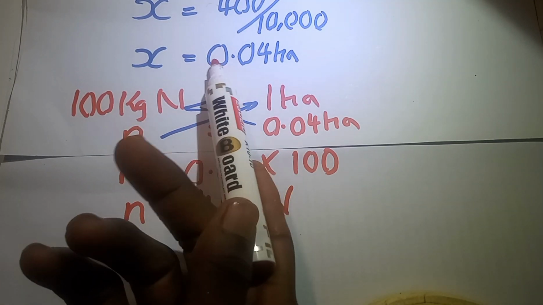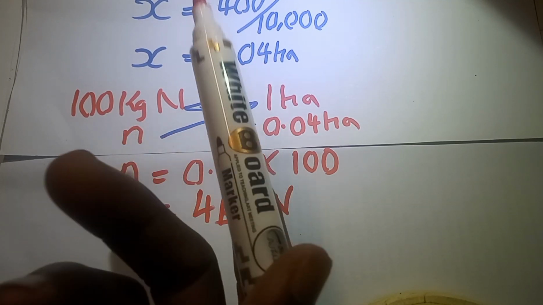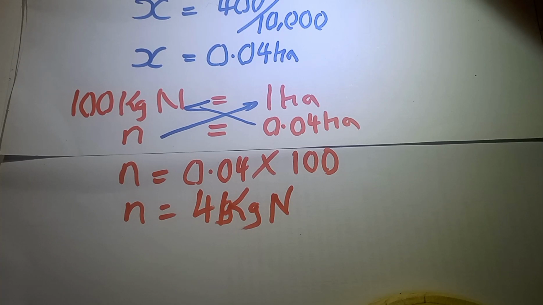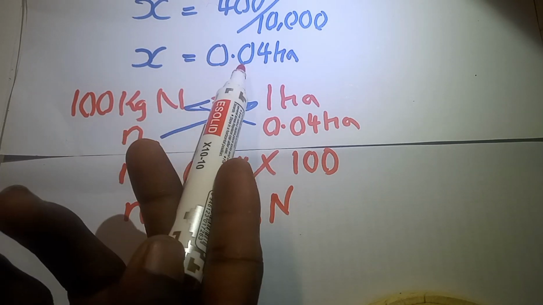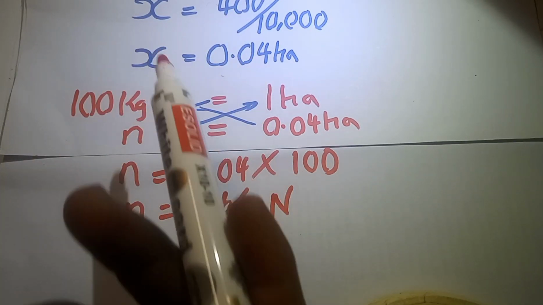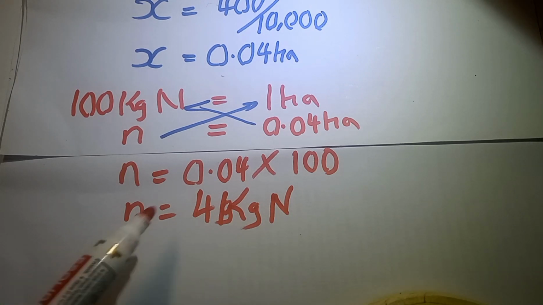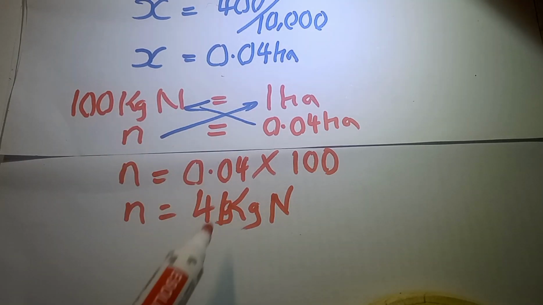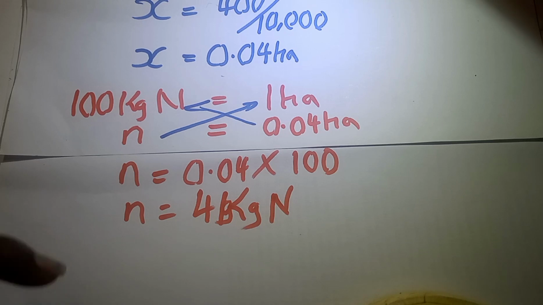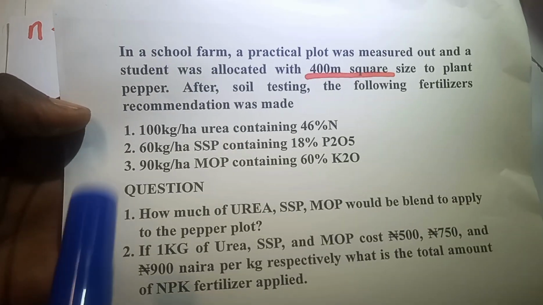For our area here, the area of the farm that they want to use to farm pepper is 400 meters square. And when we converted, we got 0.04 hectares. So the quantity of nitrogen that they are going to be using in this area is 4 kilogram of nitrogen. Please follow me carefully. Now I'm going to be writing the second one.